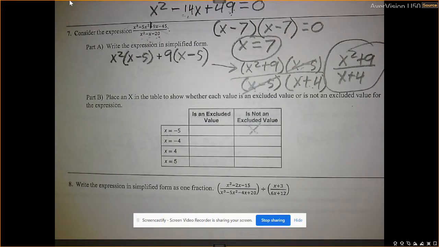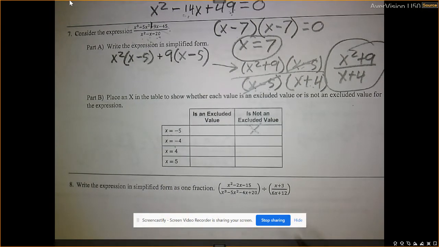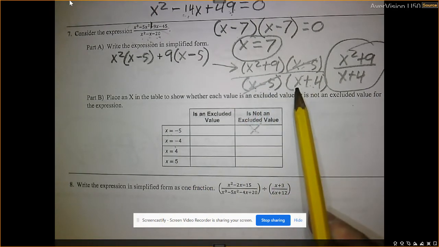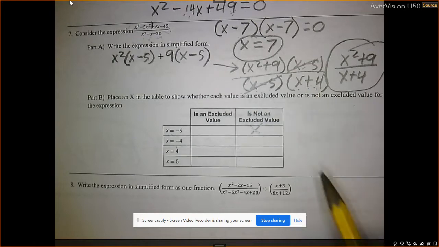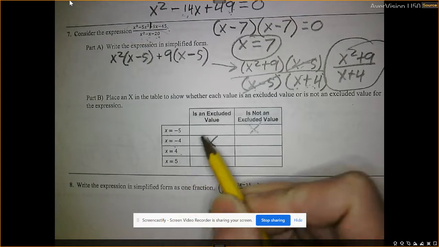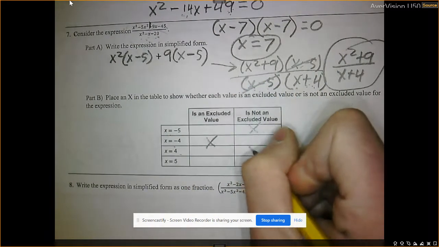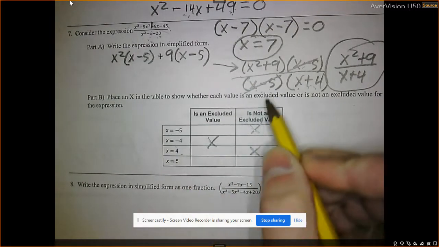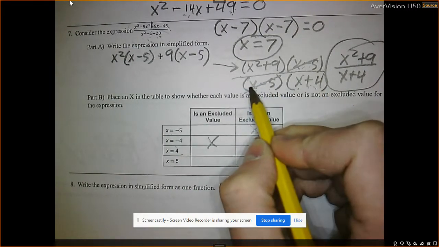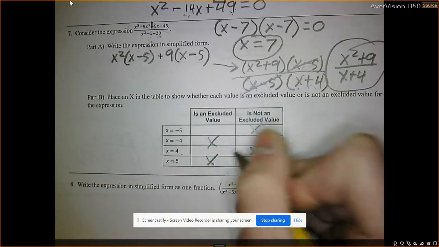Pause, do these on your own if you haven't yet. Don't just watch me give you the answer. Is x equals negative 4 an excluded solution? What I'm looking for is whether that makes my denominator equal 0. Negative 4 plus 4 is 0. That is my denominator, so yes, it is an excluded value. Is positive 4 an excluded value? No, that doesn't make my denominator or my numerator equal 0, so not an excluded value. X equals 5 is my numerator because 5 minus 5 is 0. So yes, that is an excluded value there.